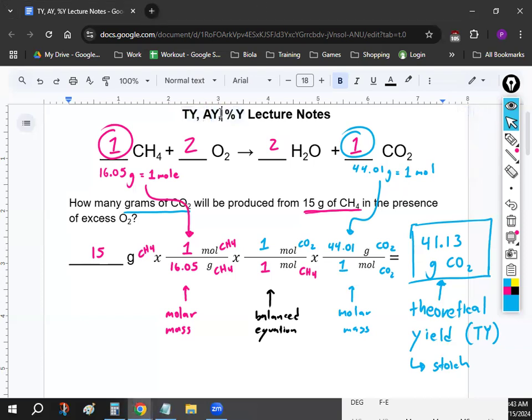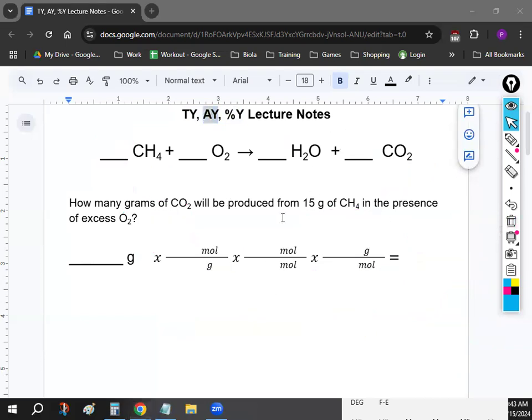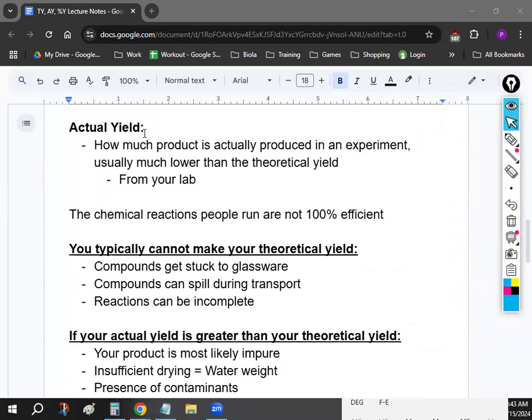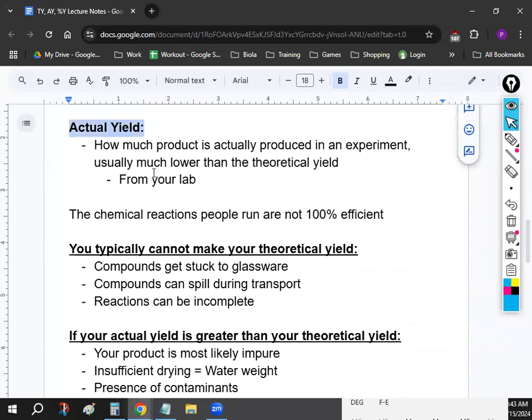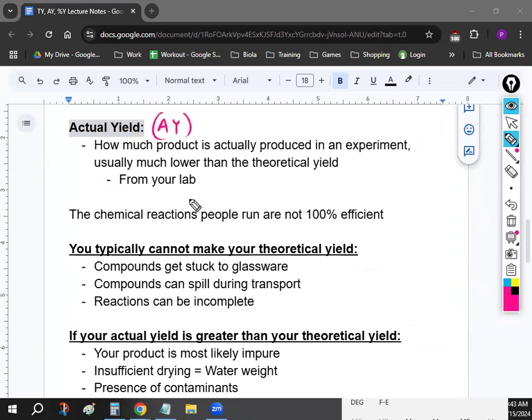All right, let's move on to the next one. The next one is AY, and AY stands for actual yield. So you're going to write that down, actual yield. That's AY. Okay, and actual yield is, again, what the name sounds like. It's your yield. It's how much of a chemical you're going to make actually.